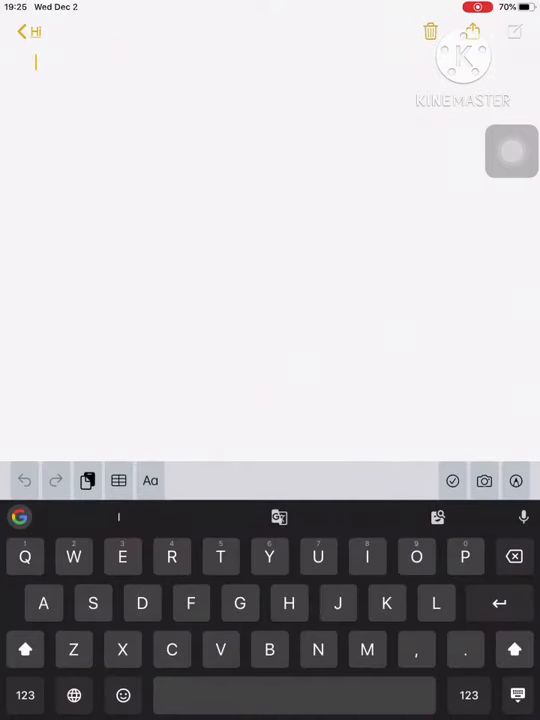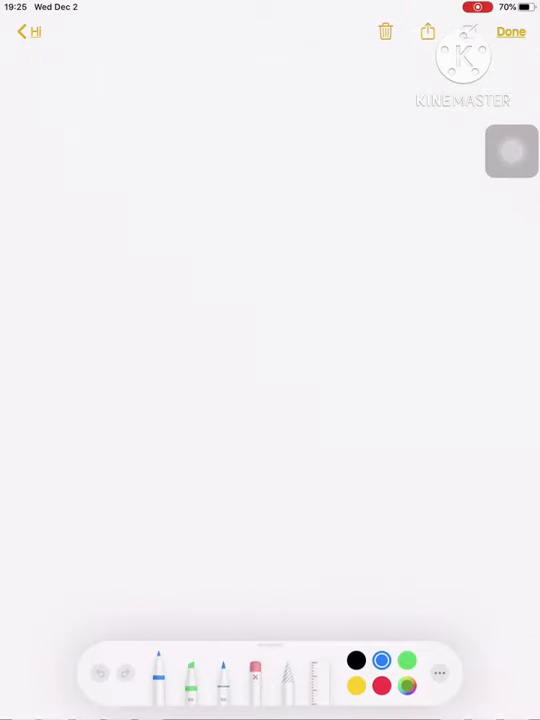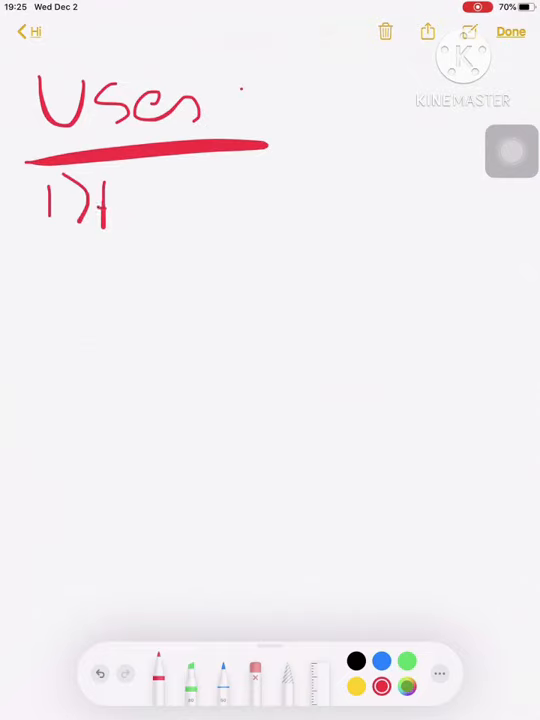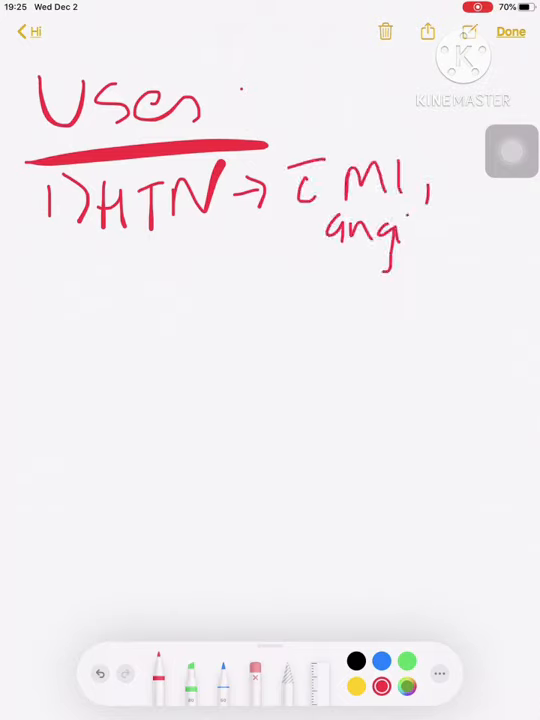Next are the uses of these beta blockers. We have already discussed them during classification, but let me remind you. One is hypertension. If the patient has hypertension with angina, MI and arrhythmias, you can use beta blockers. Second is angina prophylaxis and prophylaxis after MI.